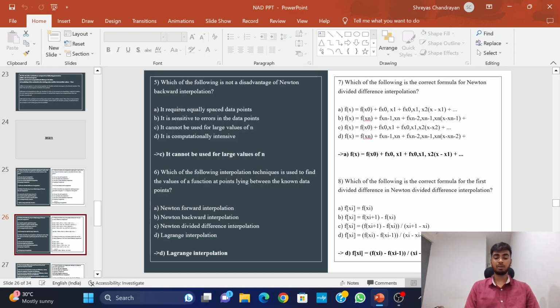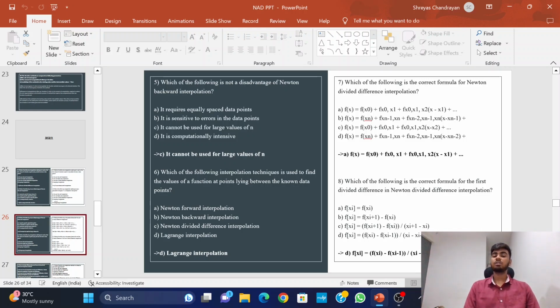Which of the following interpolation techniques is used to find the values of a function at a point lying between the known data points? The options are Newton forward interpolation, Newton backward interpolation, Newton divided difference interpolation, Lagrange's interpolation. So the correct option is Lagrange's interpolation.